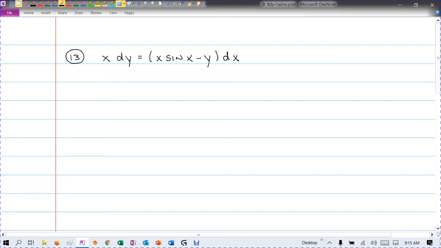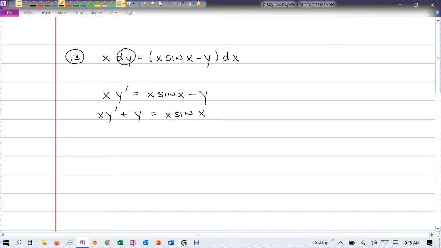Let me just try the standard way. I'm going to divide both sides by dx. So when I divide this by dx, I get y prime. So x y prime equals, and when I divide the right-hand side by dx, I get x sine x minus y. So I think I'm going to be able to get this like the first way. I'm going to bring this y over, because I need a y on that side, and then the right-hand side will just be a function of x. So that seems okay.